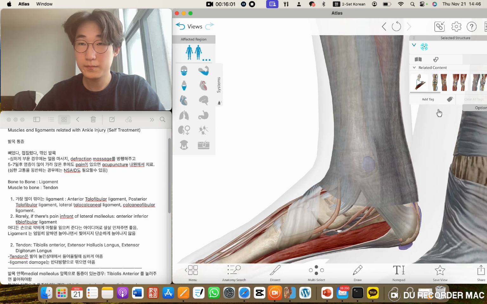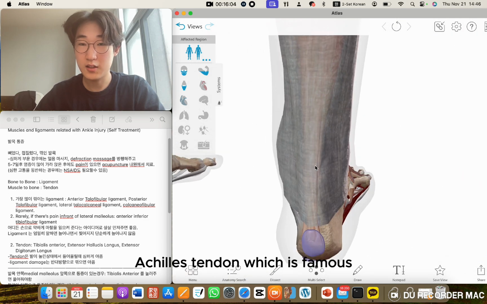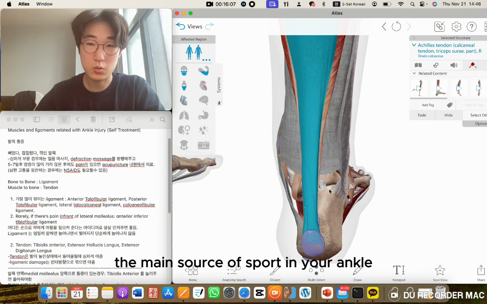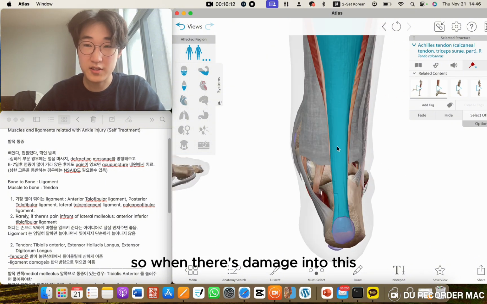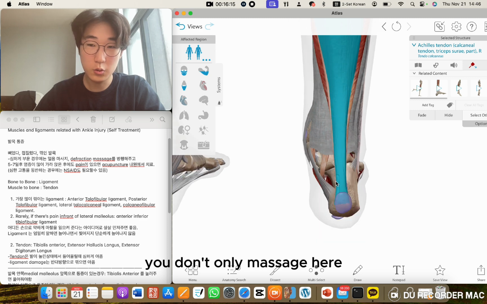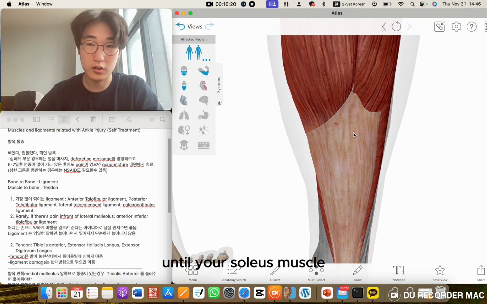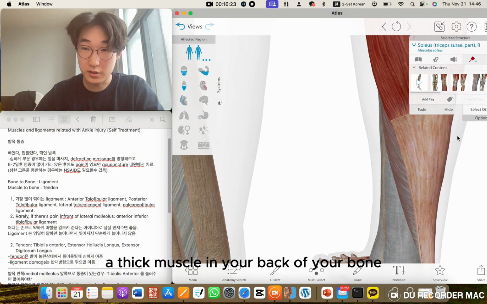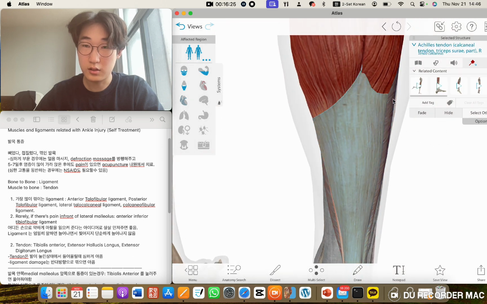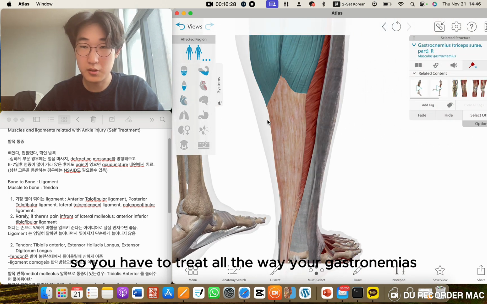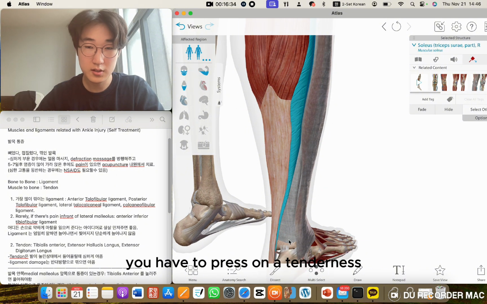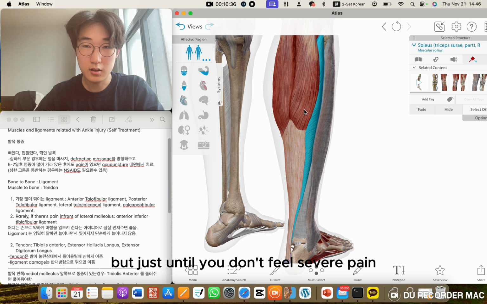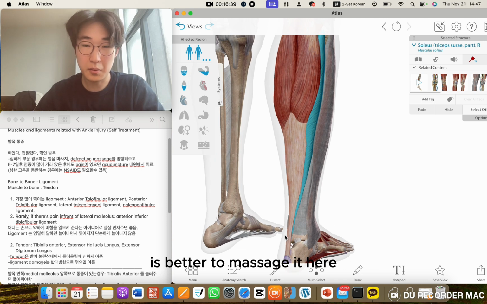And also the Achilles tendon, which is famous, the main source of support in your ankle. When there's damage to this, you don't only massage here, you don't only treat here, but you also have to treat up here too, up to your soleus muscle, a thick muscle at the back of the bone. So you have to treat all the way through your gastrocnemius and soleus muscle, everywhere. You have to massage it yourself. You have to press on the tenderness. You'll feel it's very painful, but just until you don't feel severe pain, it's better to massage it here.